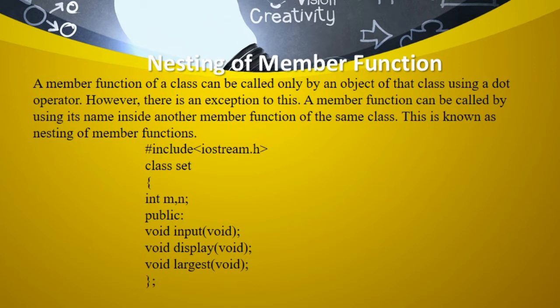A simple program for nesting of member function. First, the header file is included, #include iostream.h. Next, the class is defined with the name set. M and N are data members declared of the data type integer. Next, the access specifier is public, and I have declared 3 member functions: input, display and largest, and close the bracket, and it must be terminated with a semicolon.